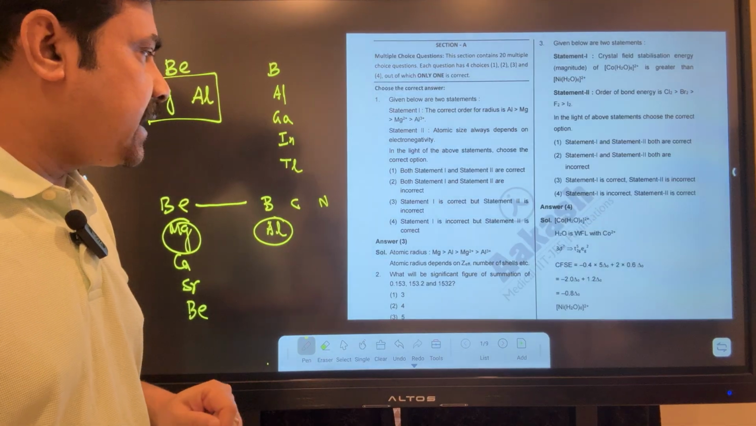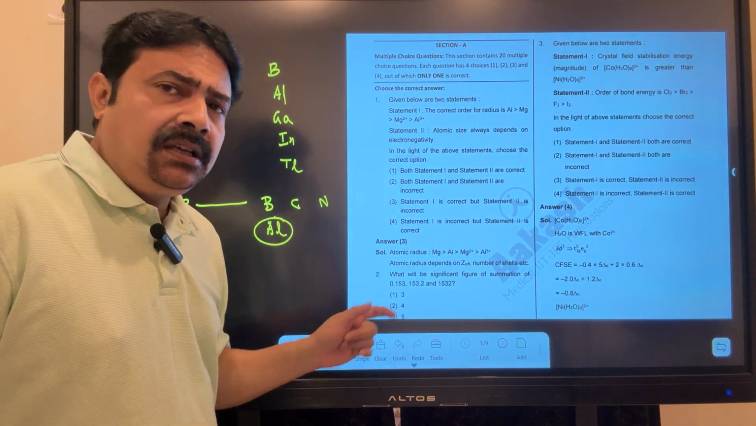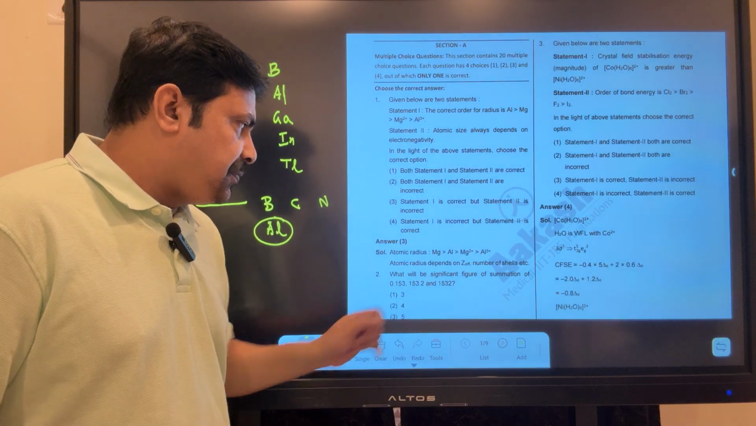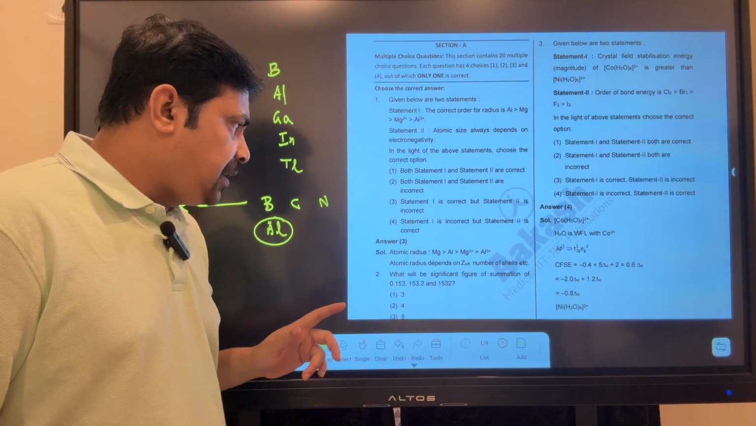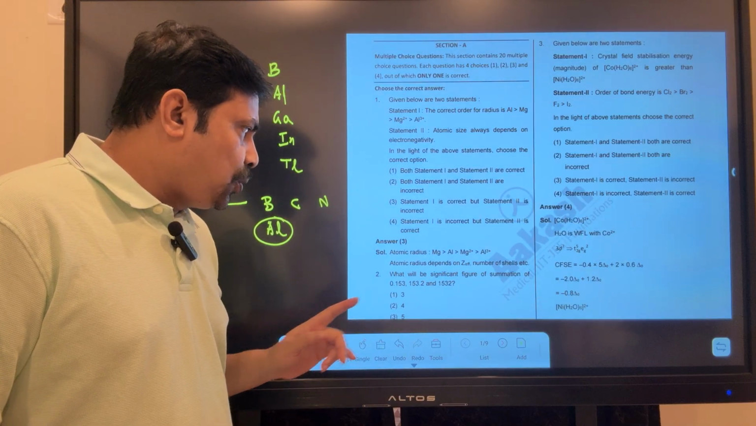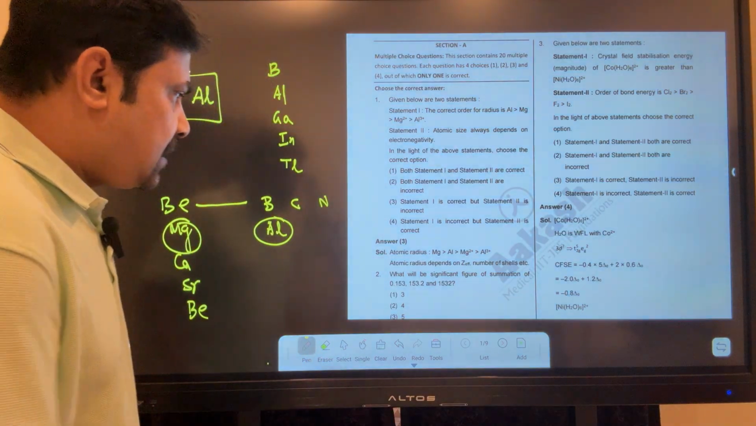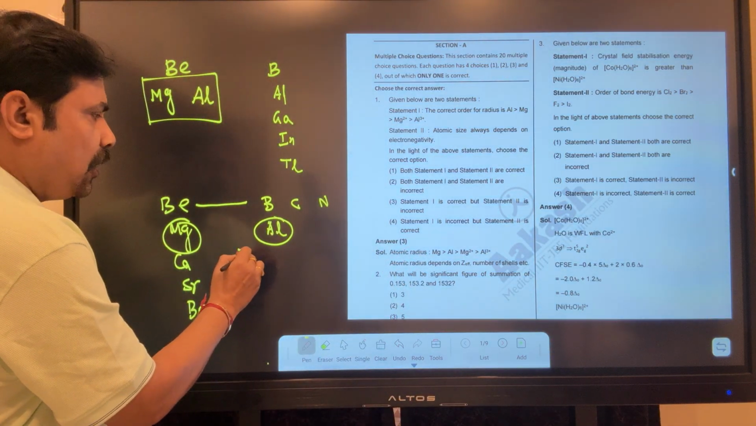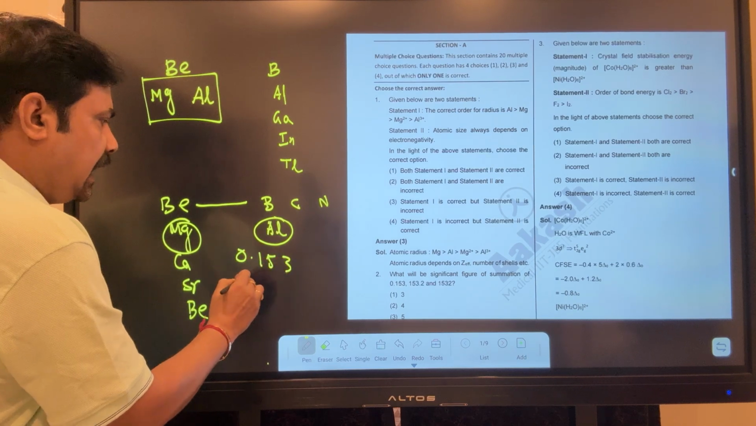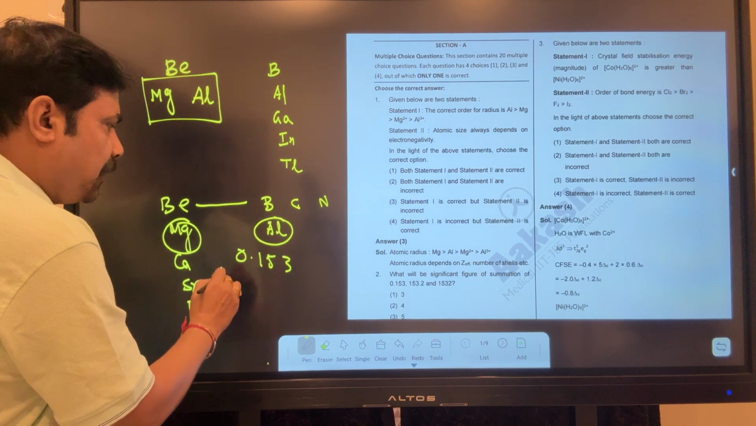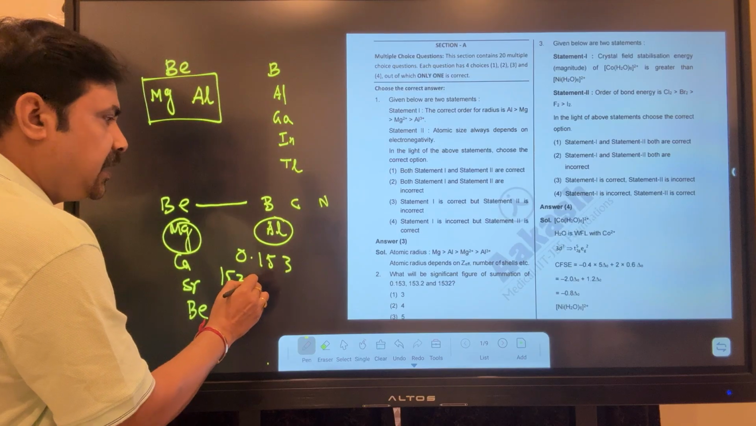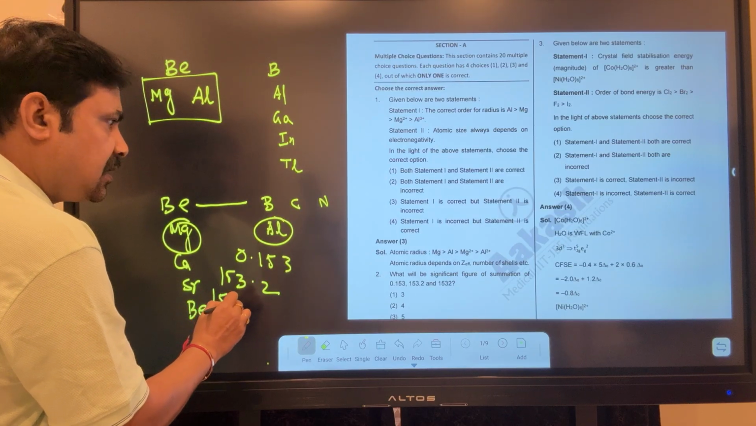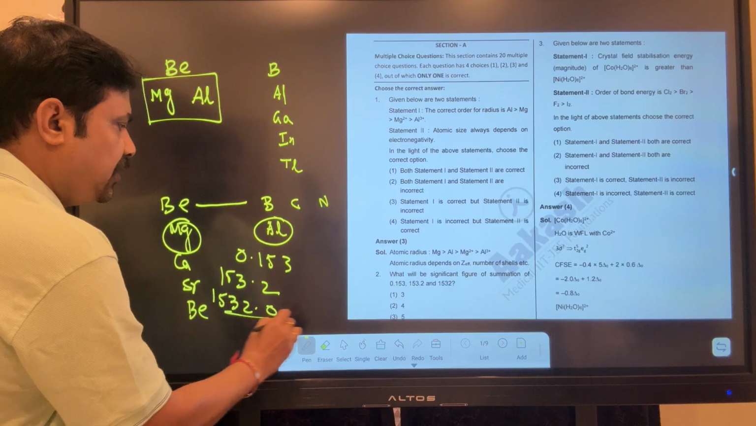Now come to the second question. Here they are giving the significant figure of the summation of these three figures: 0.153, 153.2 and 1532. Simply you will add these up. That means you have 0.153, and then 153.2, and then 1532.0. These will be added.